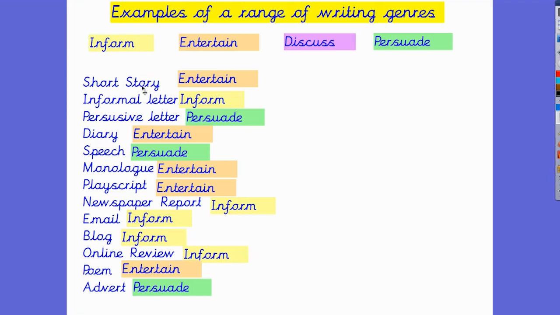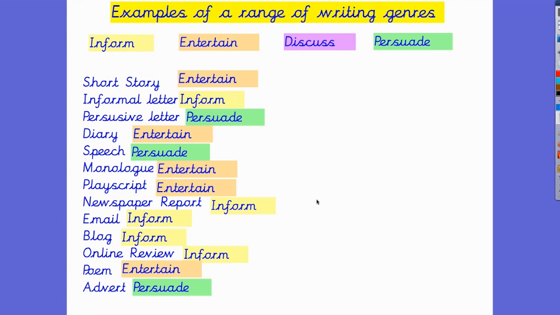And here you can see a variety of different ways you can get the children to write for these purposes. For example, short stories for entertaining. If they write an informal letter, that's for informing. Persuasive, obviously persuasive letter. Diary for entertain, speech, monologue, play script, newspaper report. And then more newer genres would be things like emails, blogs, online reviews, not forgetting poems, and then finally advertisements. So these are all the different types of writing that you should be getting your children to do throughout the year, and these would make for sufficient evidence.